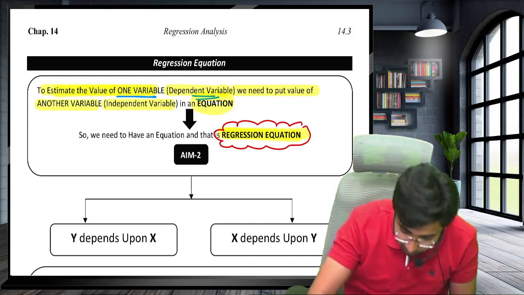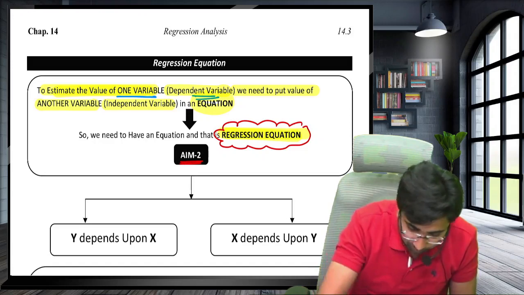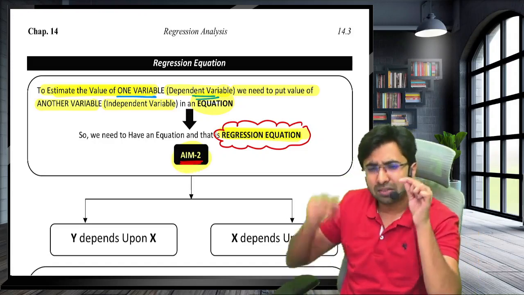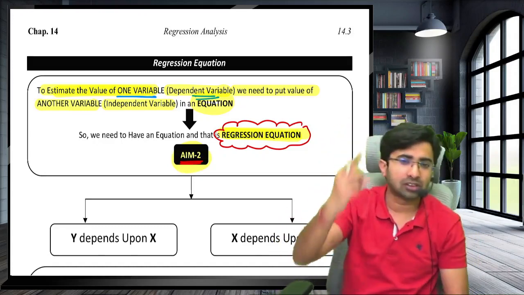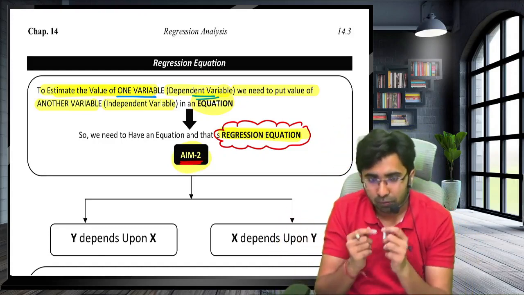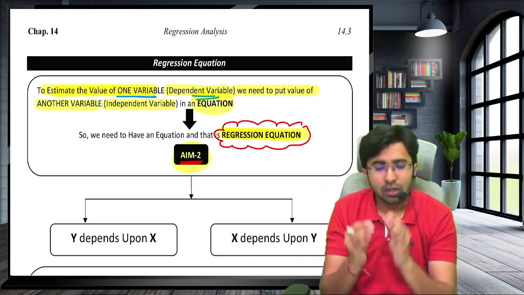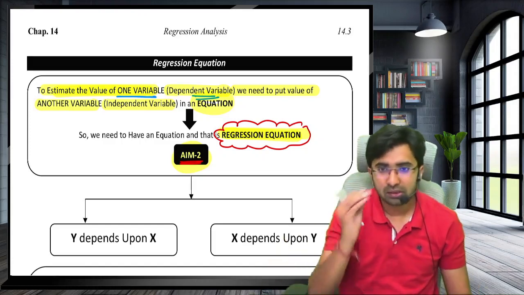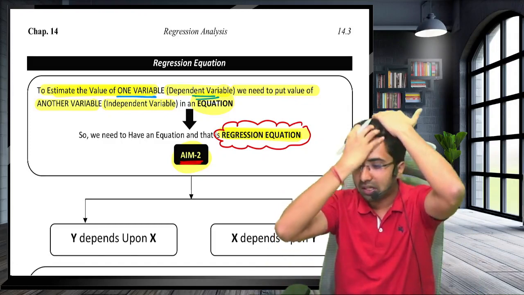Guys, here comes our next aim, that is aim number 2. Till now, I'm just trying to create the flow of the chapter in your mind, guys. The way we are going to deal with this chapter, you will never forget this chapter in your entire life. This is my for sure promise.